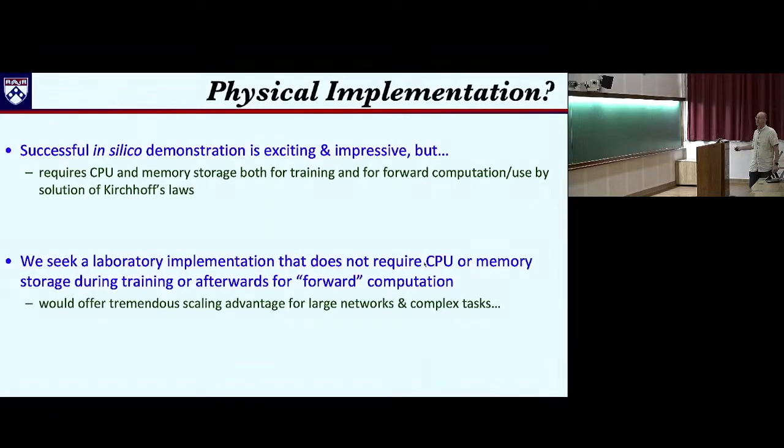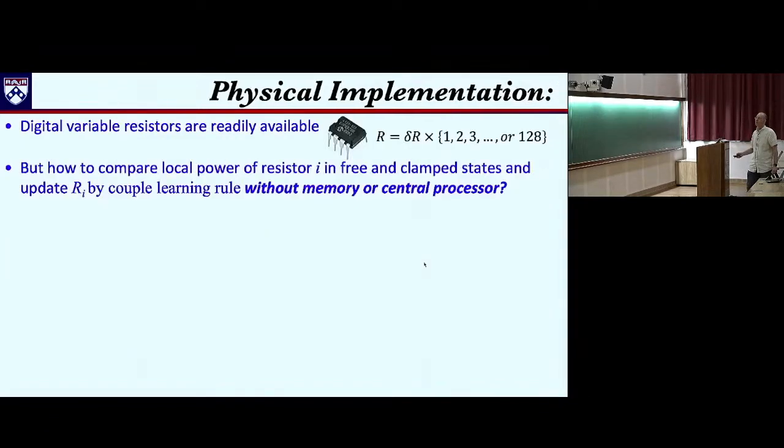How are we going to do that? The first one we did is based on digital variable resistors that you can just buy. These are little devices that can plug into a breadboard. If you give a voltage pulse to a certain pin, the resistance will go up by one notch. If you give it to another pin, it'll go down by one notch. And there are 128 resistance values. Sometimes these things are called digipots. So it's easy to get your hands on those, and you can make up a network.